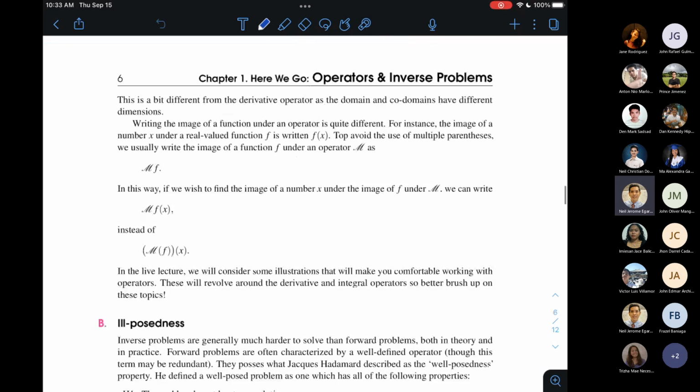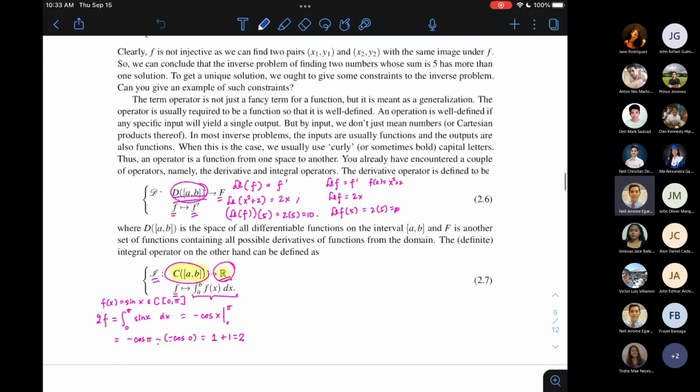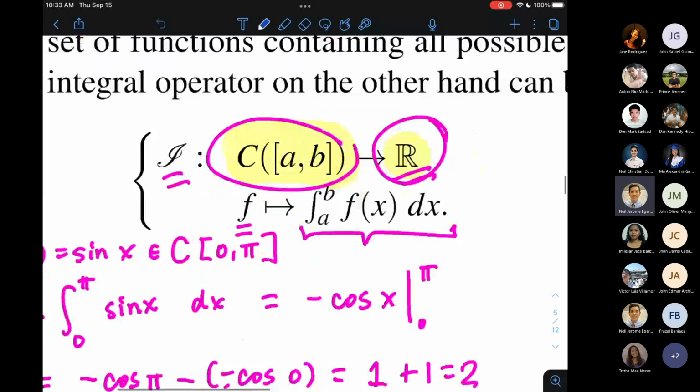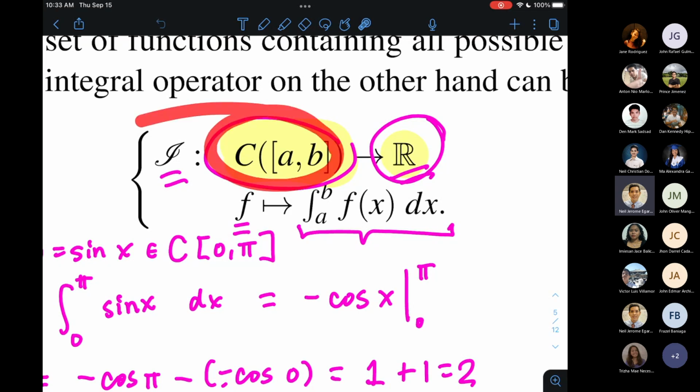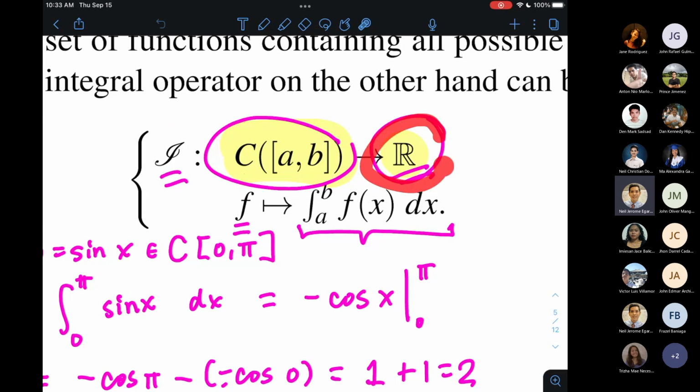Halimbawa, right, the definite integral operator. So we are mapping the set of all continuous functions on a closed interval [a, b]. Ano yung dimension ng set na yan? Infinite yung dimension niya. Right? So hindi siya two-dimensional, hindi siya three-dimensional. Infinite yung dimension ng set of continuous functions. Meanwhile, yung set of real numbers, one lang yung dimension niya. So you see the power of operators.